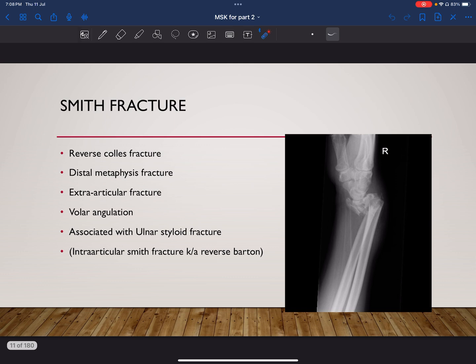Next, we move on to Smith fracture, right? Smith fracture is reverse Colles fracture. Again, first we have to identify this is the volar side, this is the dorsal side, since we can see the thumb here. Again, distal metaphysis, extra-articular fracture with volar angulation, also associated with ulnar fracture. If the Smith fracture occurs intra-articular, it is known as reverse Barton.